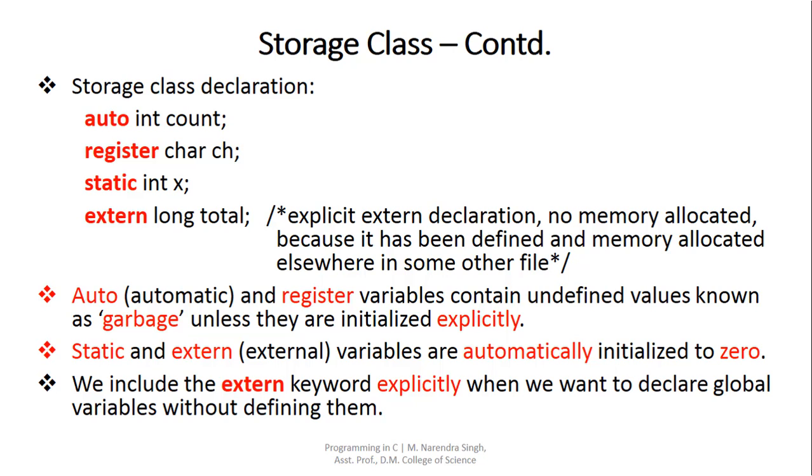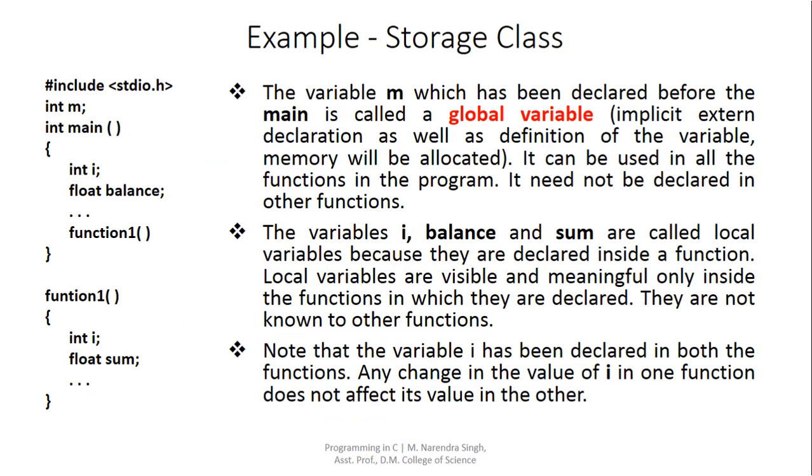Remember, auto and register storage class variables contain undefined values, that is garbage values, unless they are initialized explicitly, and static and extern storage class variables are automatically initialized to 0 by the compiler. We include the extern keyword explicitly when we want to declare global variables without defining them. Now let's see a small program in which various types of variables have been declared.